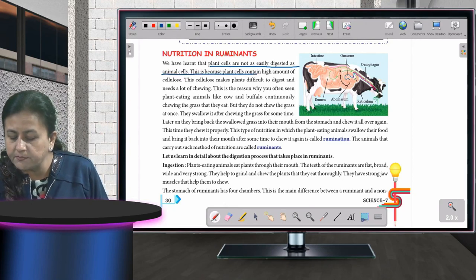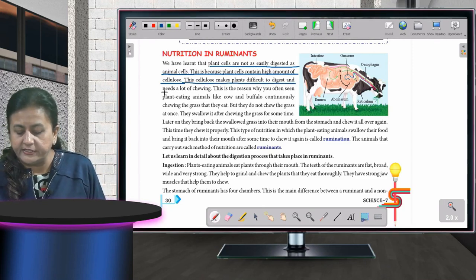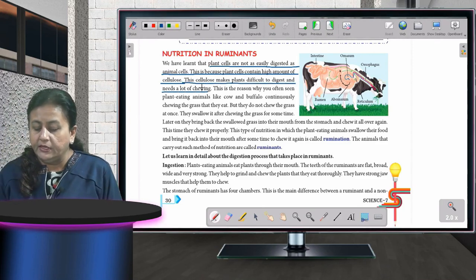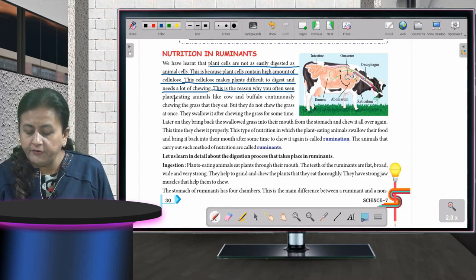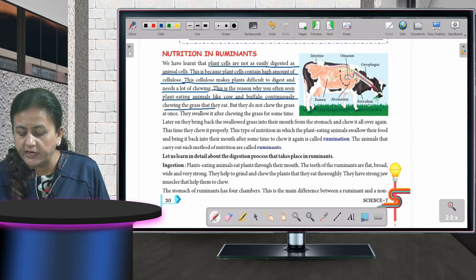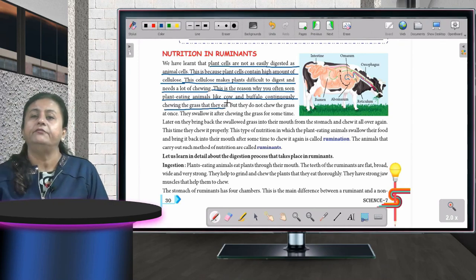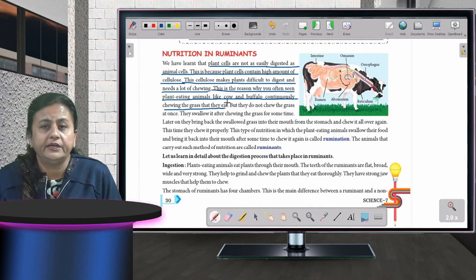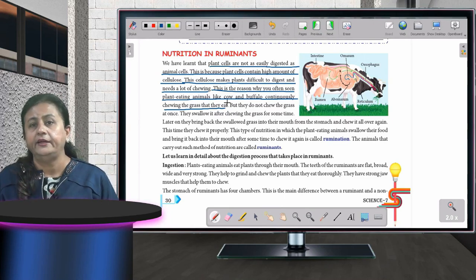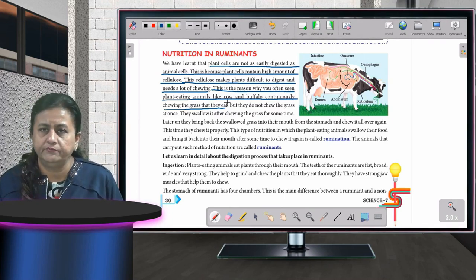See, plant cells are not as easily digested as animal cells. This is because plant cells contain a high amount of cellulose. This cellulose makes plants difficult to digest and needs a lot of chewing. This is the reason why you often see plant eating animals like cow and buffalo continuously chewing the grass that they eat. But they do not chew the grass at once. Okay, they are not doing it in one go. They take time. They sit and then they take their own time. They chew it slowly. Okay.